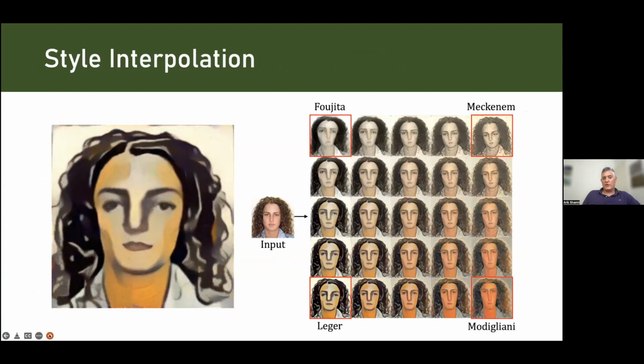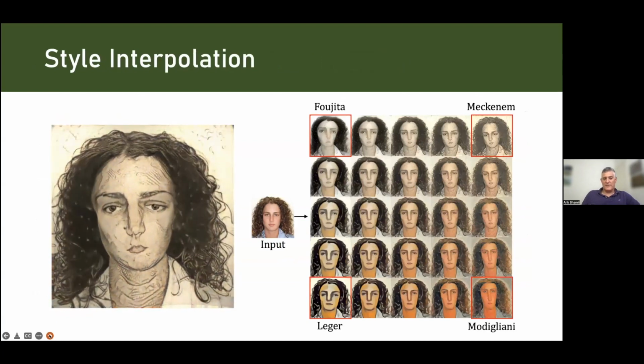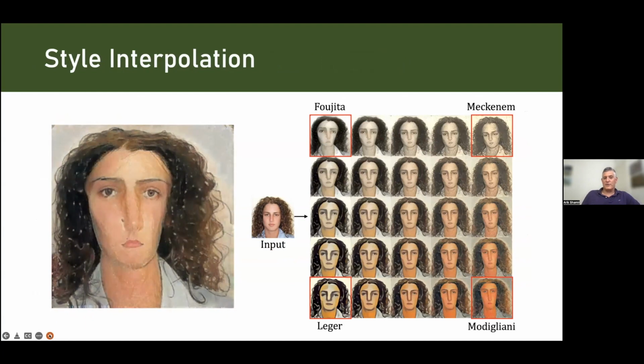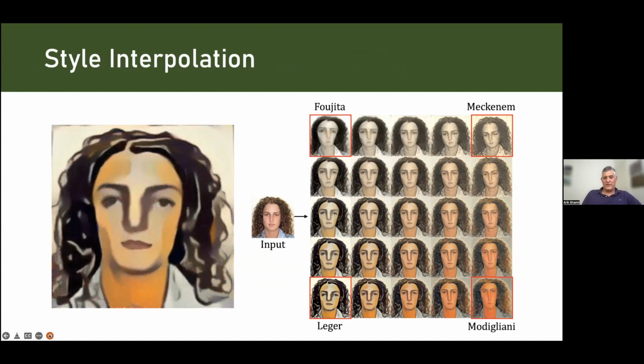And obviously we can also combine, right? So now we have a model for each specific artist. We can create new artists, which are in a sense a combination of the different artists.